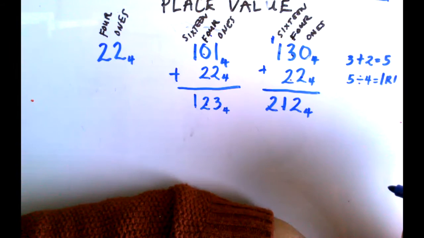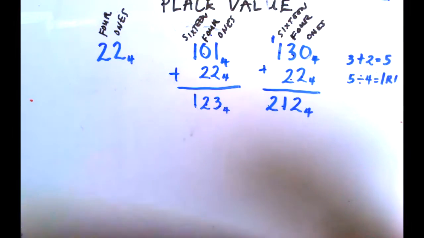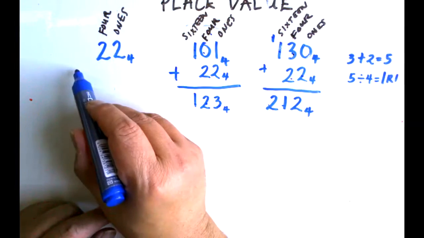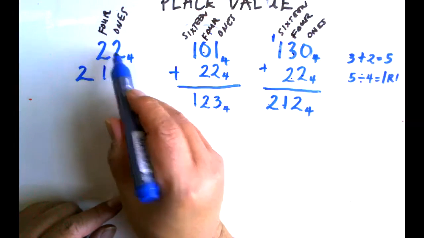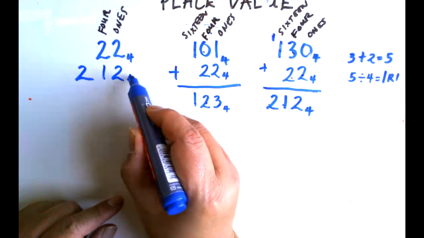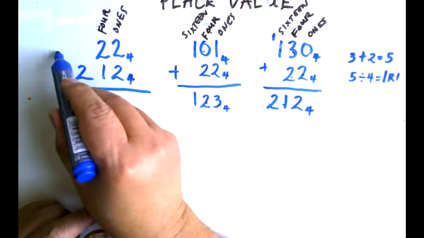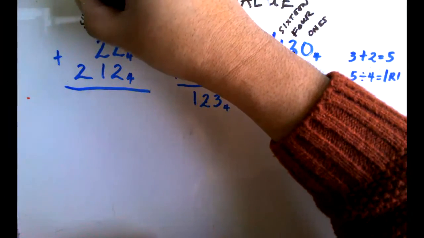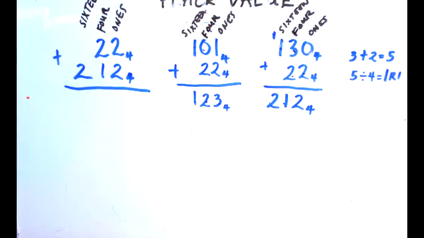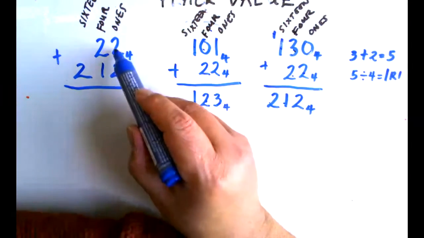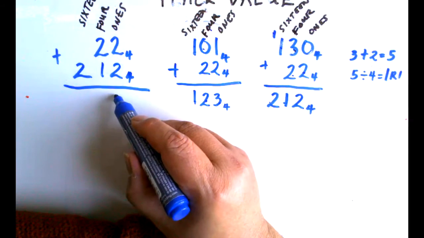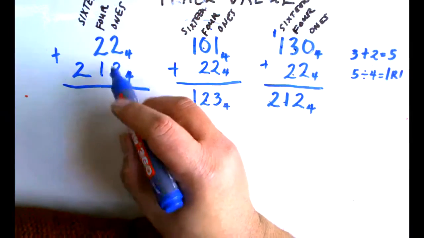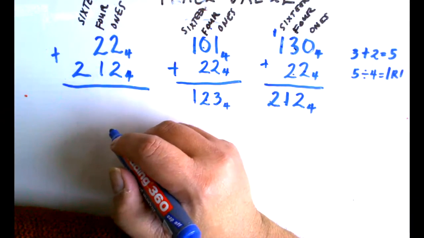Now let's have another example. What if we're going to add this number and this number? So I'm going to put it in here. So 2 2 in base 4, add 2 1 2 in base 4. We're going to add them. So obviously now there is another value here that's 16s. That's the black bubble that we used to count. So let us start. Let us say 2 plus 2 is 4. Can we write 4? No, we can't write 4.